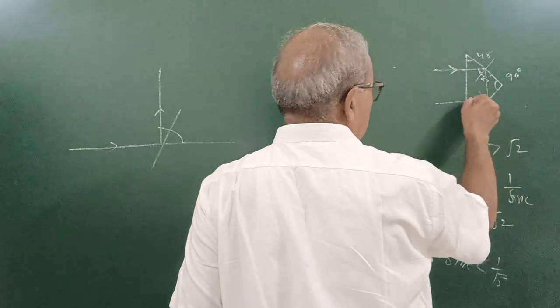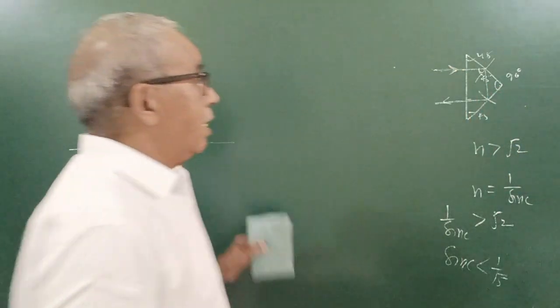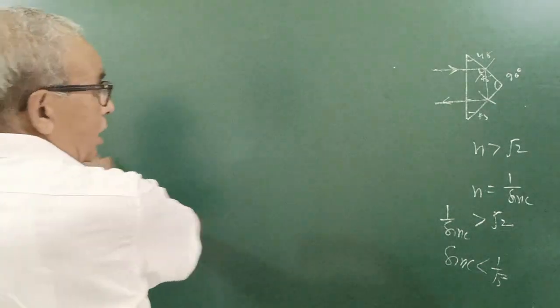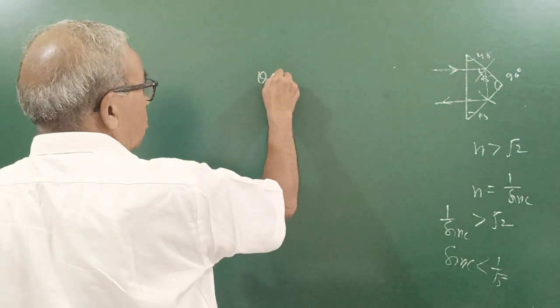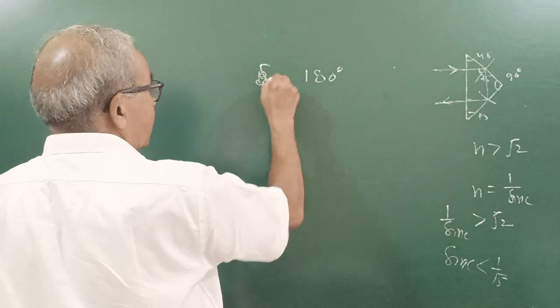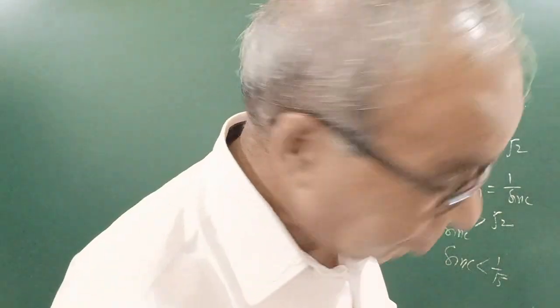So the incident ray was going left to right, and the emergent ray is coming right to left, so theta is equal to 180 degree. The angle of deviation is 180. So that was the first question.